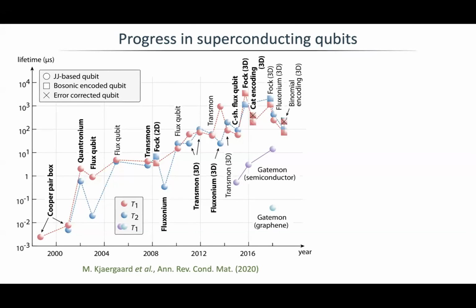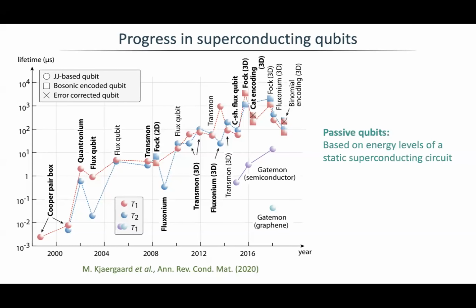So probably many of you have seen this plot many times. It shows the progress in the quality of superconducting qubits over almost 2 decades, and one particular aspect of the quality, which is the lifetime, coherence time. And there are many orders of magnitude in this plot, which is amazing. And there are all kinds of qubits: quantroniums, fluxoniums, transmons, 2D circuits, 3D, all kinds of things.